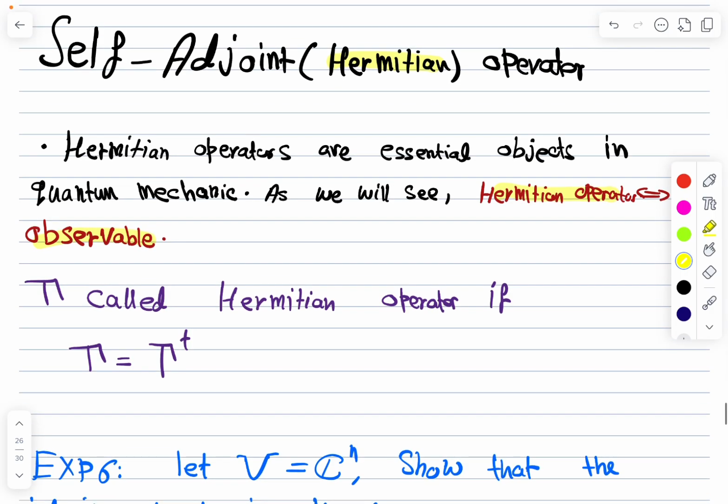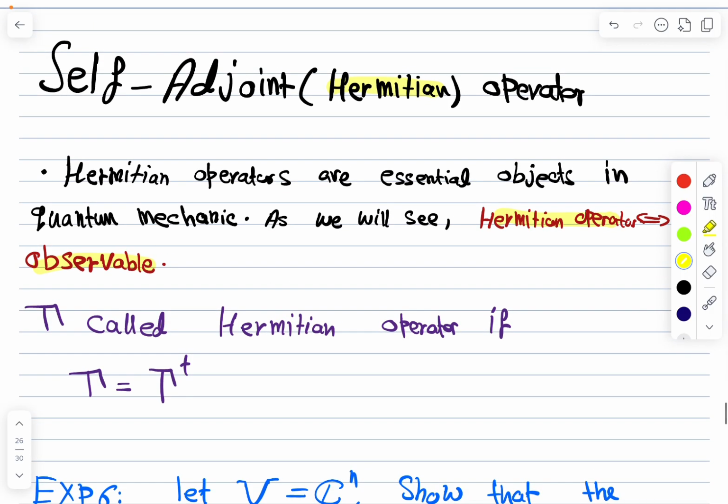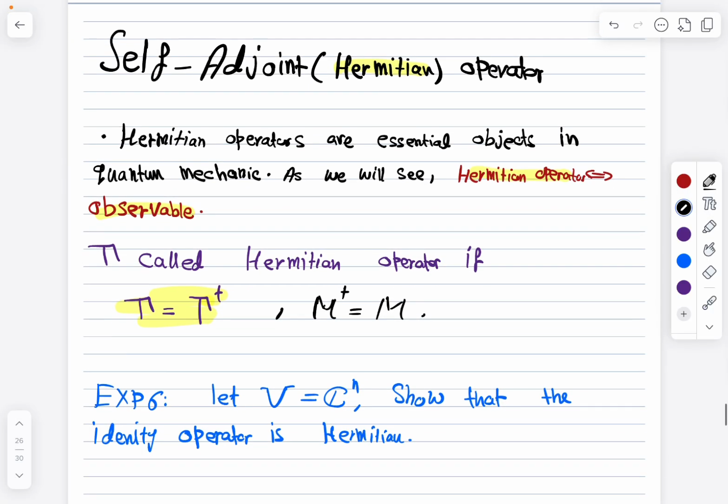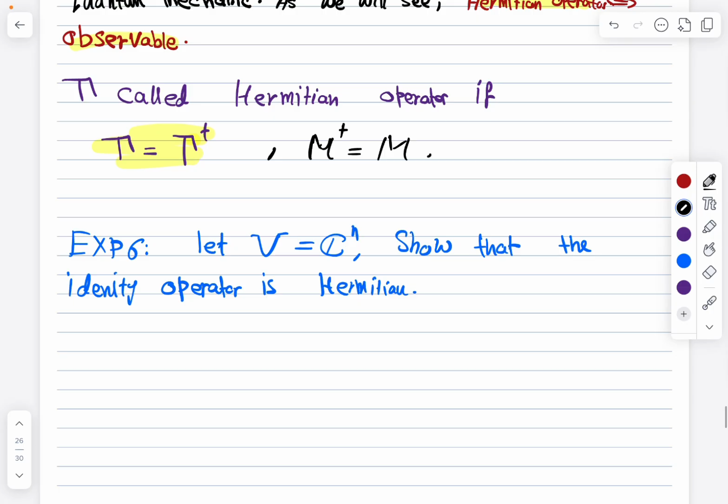So what's the meaning of a Hermitian operator? It's simply that T is equal to its adjoint, and that's why it's called, in mathematical terms, self-adjoint. Or if you want it in matrices, if for the matrix M we take the conjugate transpose, or the dagger, you get back the matrix. So let's consider Cn. Show that the identity operator is Hermitian.